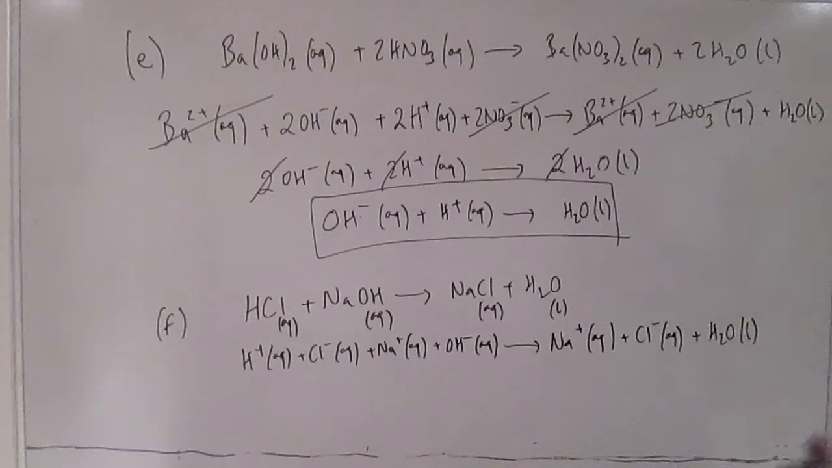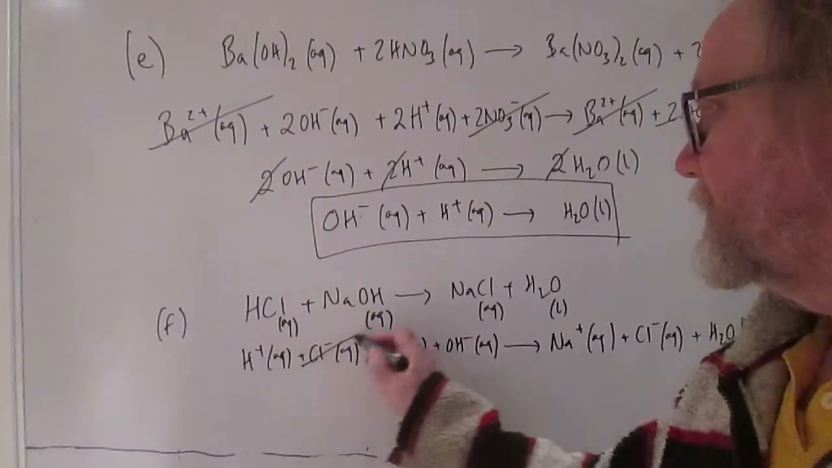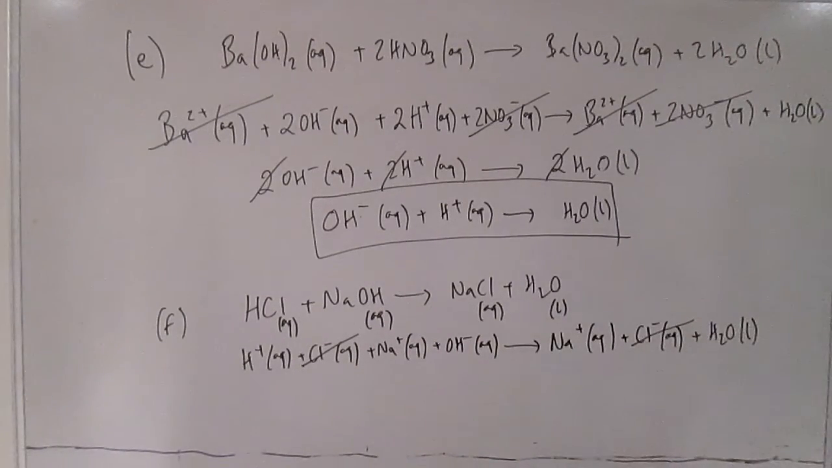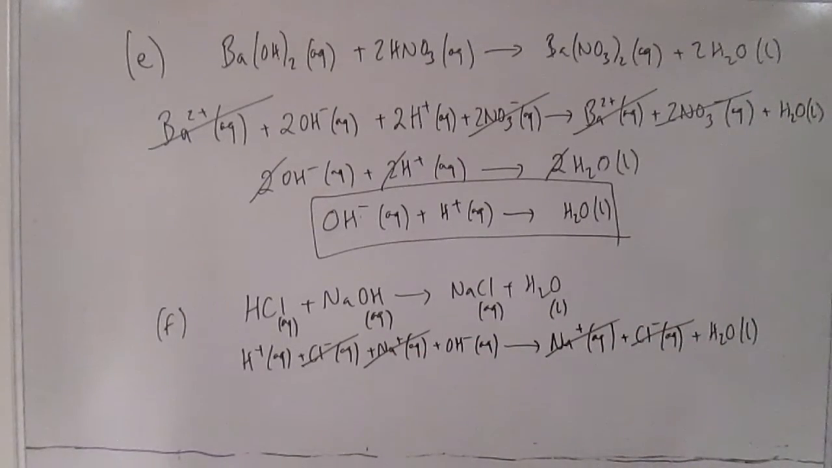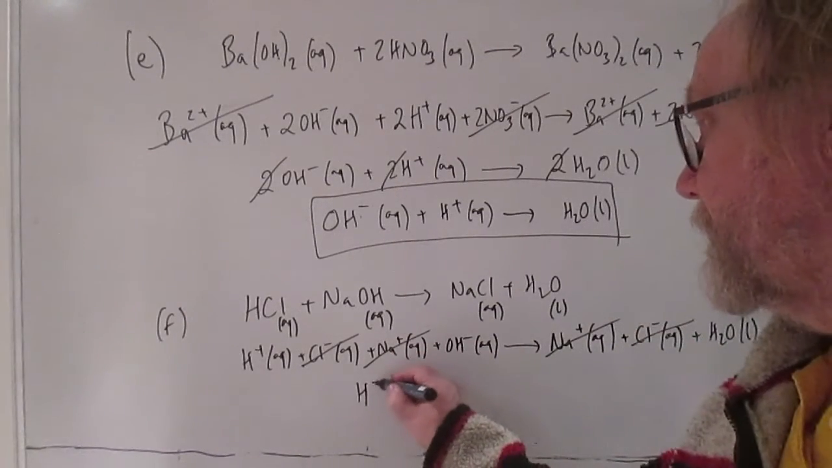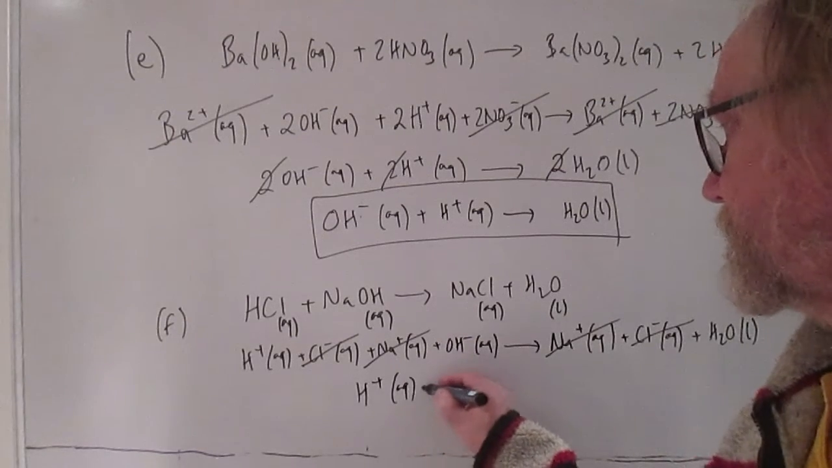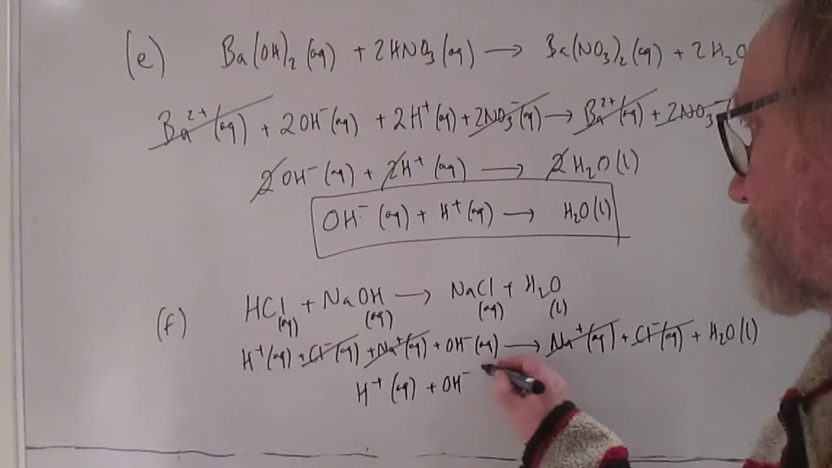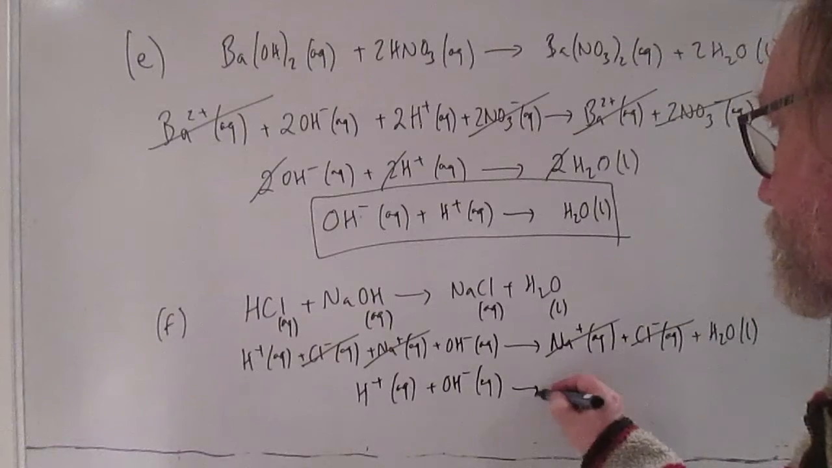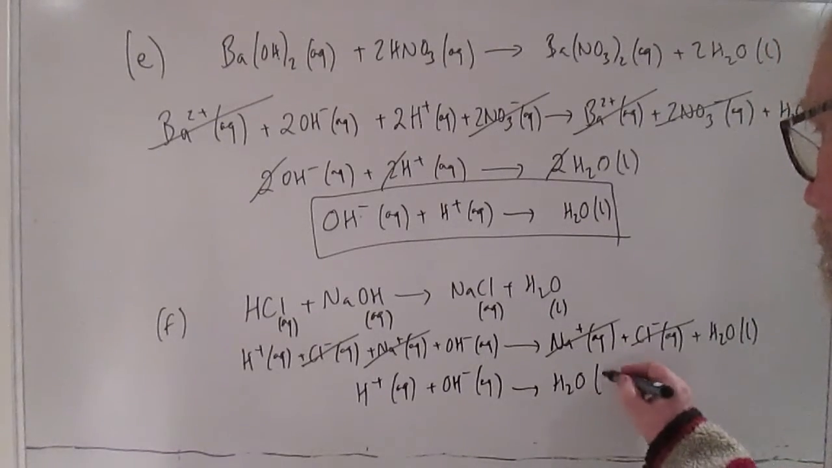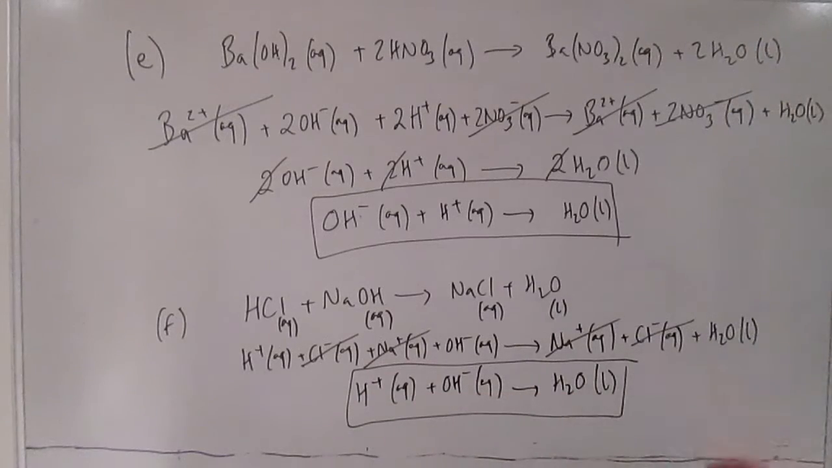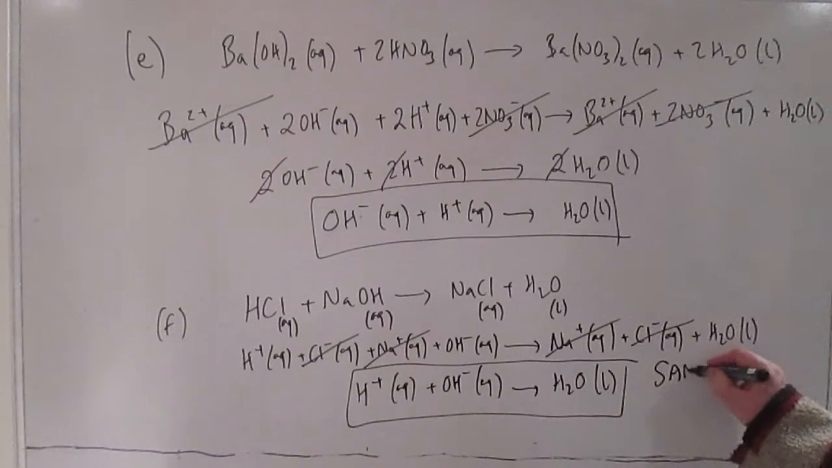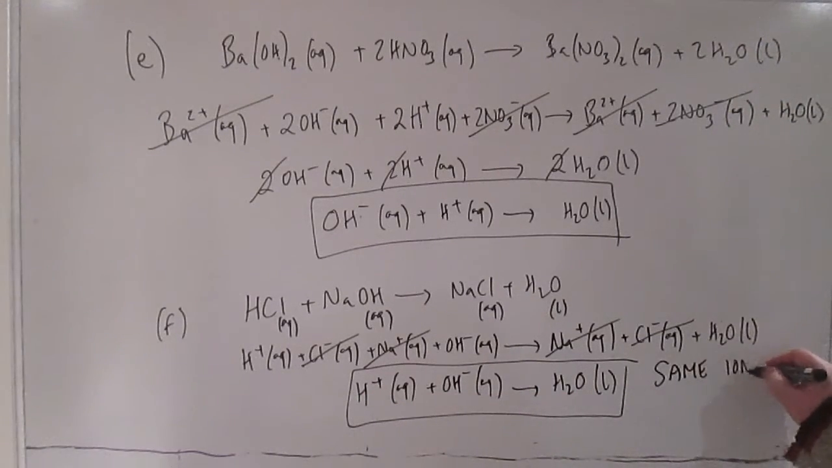Look for the spectator ions, the ones that cancel out. Cl⁻, there at the beginning, at the end, so off it goes. Same with the sodium ions, they're not changed either. What you're left with is H⁺ + OH⁻ goes to water. In other words, it's the same ionic equation.